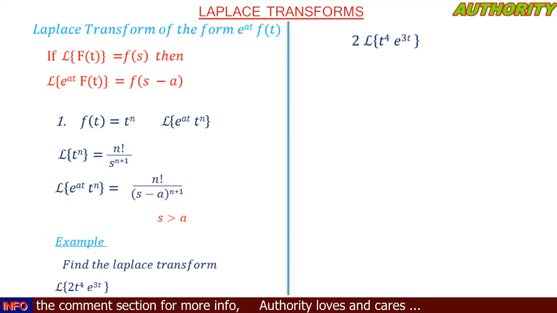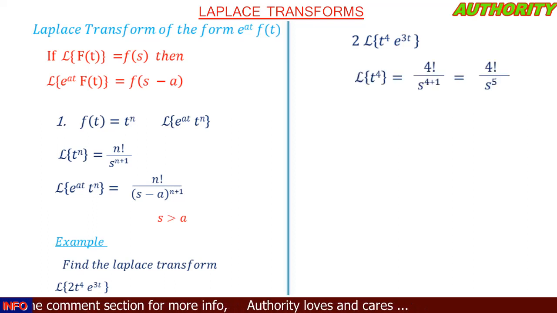First of all, let's treat the Laplace transform of t raised to the power of 4. When we treat this one, what is it going to give us? Recall, it's going to give us 4 factorial all over s raised to the power of 4 plus 1. When you say 4 plus 1, it's going to give us 5. So that means the Laplace transform of t raised to the power of 4 is giving us 4 factorial all over s raised to the power of 5. Is that true? Yes. Now look at this.